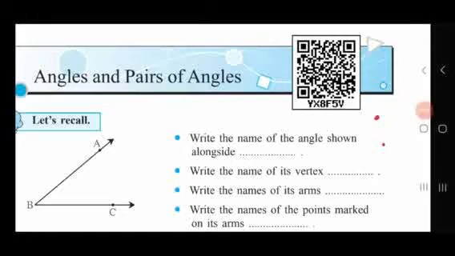Angle is a structure formed when two rays meet each other at a single point. For example, you can see here, this is the first ray, this is the second ray, these are meeting at this point, means this is the angle.